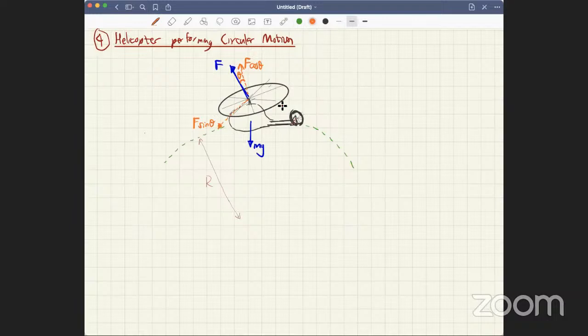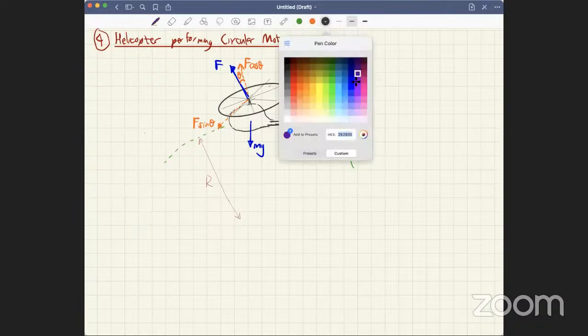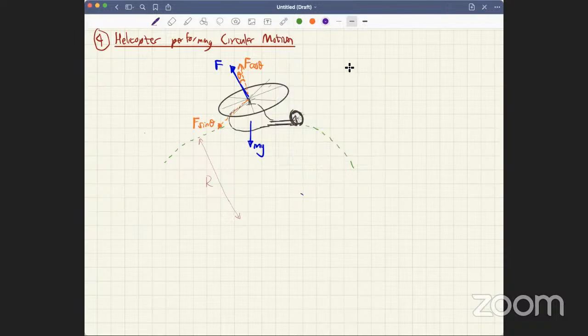Now it is performing circular motion, and for an object to perform circular motion, there must be a force towards the center, people. So again, I'll start this way. Helicopter performs horizontal circular motion. So which forces should be cancelled out? The upward force component should be equal to the downward force component.